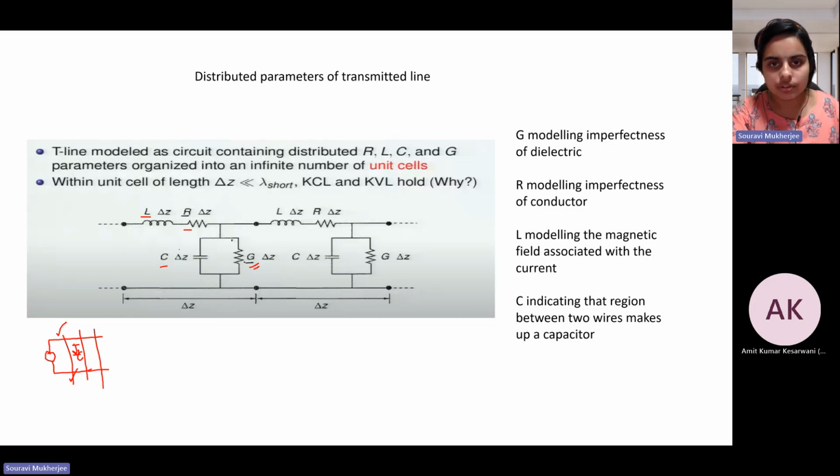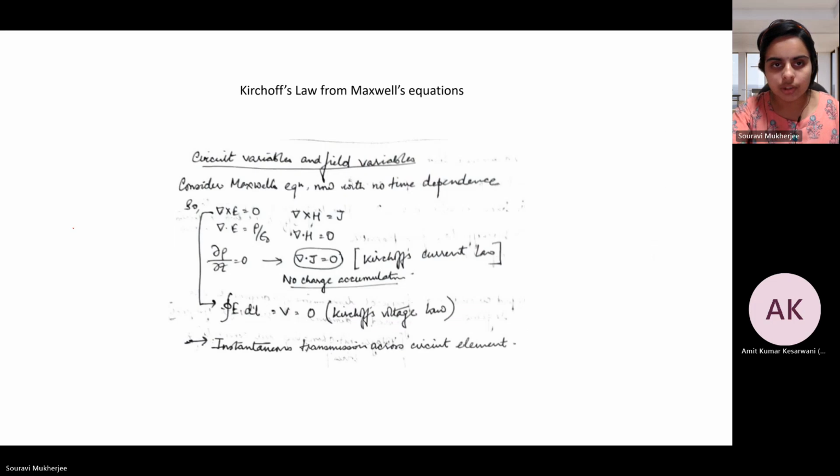So these values R, L, C, and G are distributed over the circuit and are called distributed parameters. Now if you have infinite such unit cells, you can take into consideration their effects, and that will give you the effect of the transmission line. Before we look into how we can use these parameters, let us see how one can go from Maxwell's equations to Kirchhoff's law.